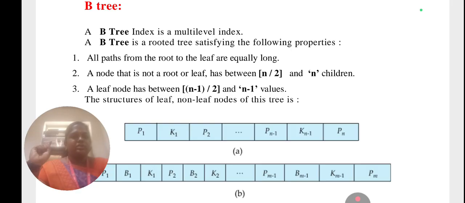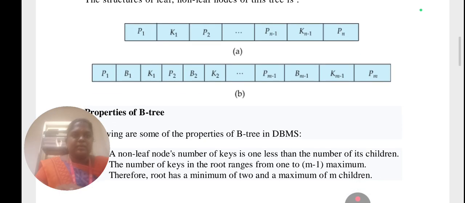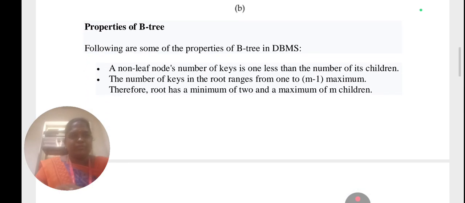A node that is not a root or leaf has between n by 2 and n children. A leaf node has between (n minus 1) divided by 2 and n minus 1 values. Now here the structure of leaf and non-leaf node of this tree is P1, K1, P2, up to Pn, with keys K1 to Kn minus 1 and pointers P1 to Pn. Okay, this is the property of B tree.